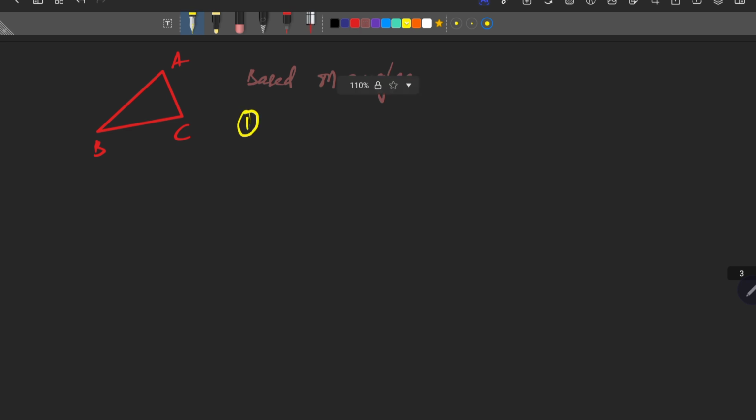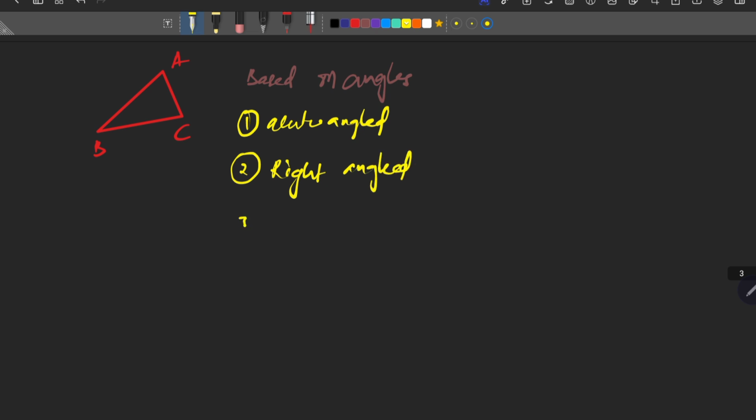The first one we can take is the acute angle triangle. The second one is the right angled triangle. And the third one is called the obtuse angle triangle. How can you decide whether it's an acute angle triangle, a right angle triangle or an obtuse angle triangle? By using the distance formula again.